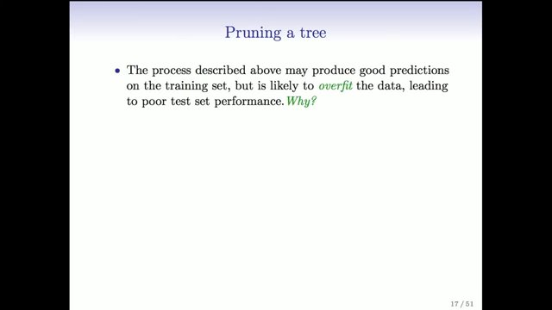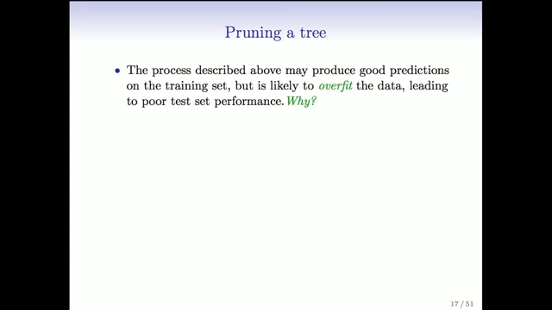Okay, so we've seen how we grow a tree. One question arises: how large should the tree be? When should we stop growing the tree? Well, one possibility would just be to grow as large a tree as possible. At the extreme, we could, for example, have a tree that had one observation in each terminal node or leaf. But that's likely to overfit the data, producing poor test set performance.